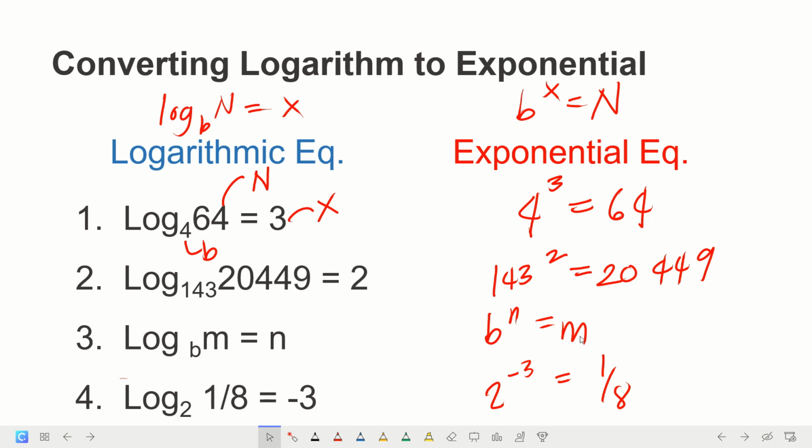So that's how you convert logarithmic back to exponential. Again, we are guided by this notation: the form for the logarithmic equation and the form of the exponential equation.